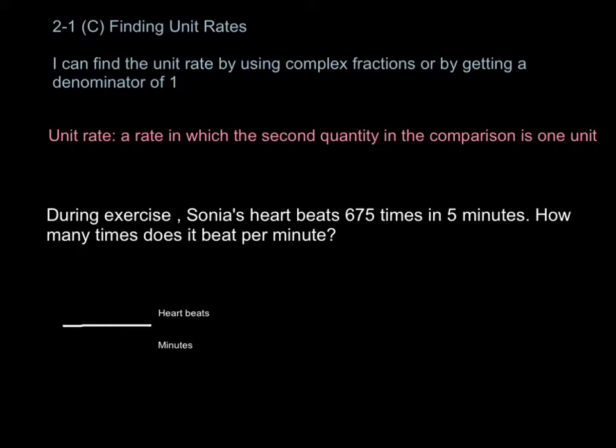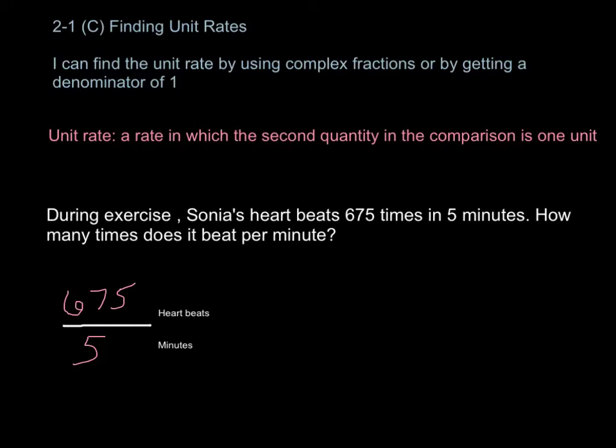Okay, so for example, let's look at this problem right here. During exercise, Sonia's heart beats 675 times in 5 minutes. How many times does it beat per minute? So I'm going to set this up like we were setting up rates before. Okay, and I want to set this up as a fraction. I want to do my action over my period of time. So I have 675 beats over 5 minutes. So that's the rate at which Sonia's heart is beating.